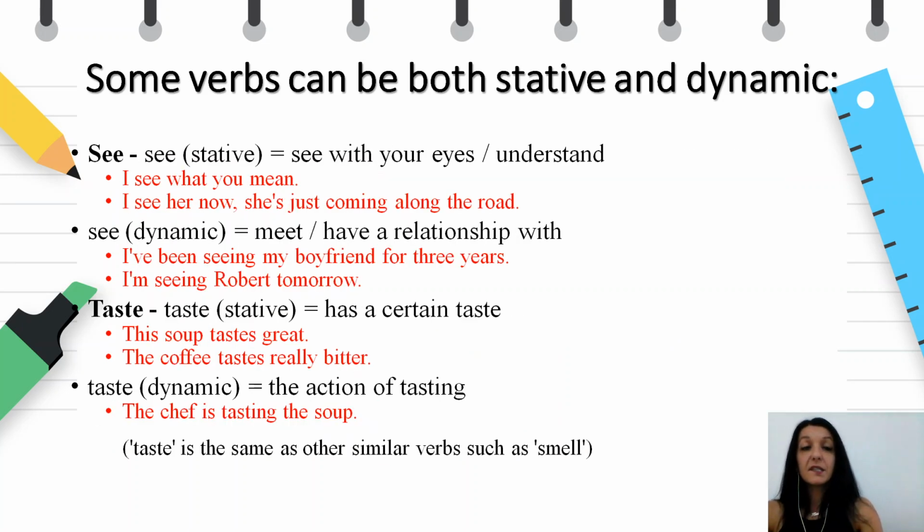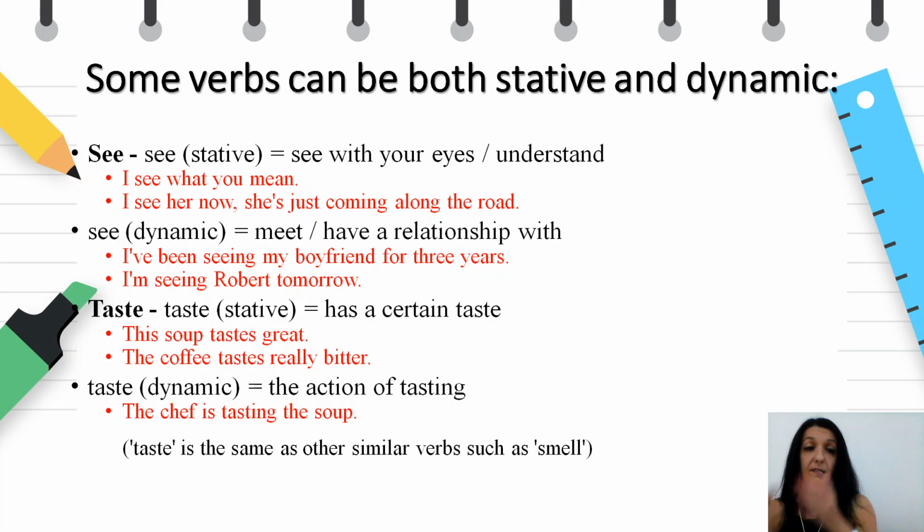Okay? See as a stative verb means to see with your eyes or to understand. For example, I see what you mean means I understand what you mean. Or I see her now, she's just coming along the road. And see as dynamic means to meet or to have a relationship with. I've been seeing my boyfriend for 3 years. I'm seeing Robert tomorrow.